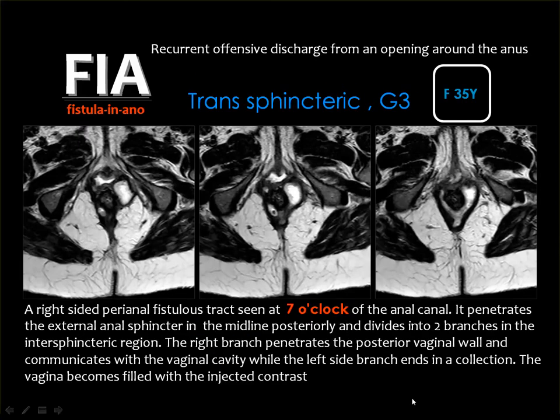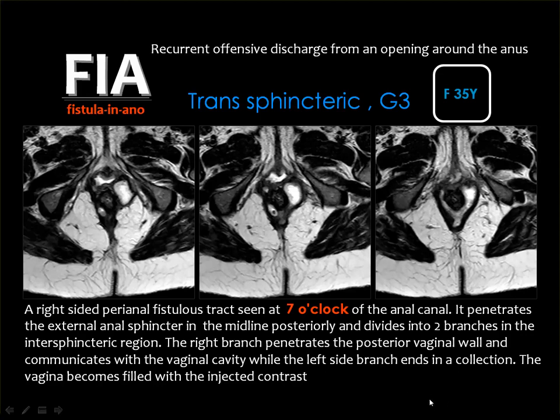Then this is a transsphincteric fistula that has connected to the vagina. And here, if you look carefully, you see this is the internal opening of the fistula at approximately 7 o'clock. Then the fistula has two branches: a branch like this, which is going to the right side, and another branch which is going to the left side. And I think the grading of this fistula should be 4 instead of 3.